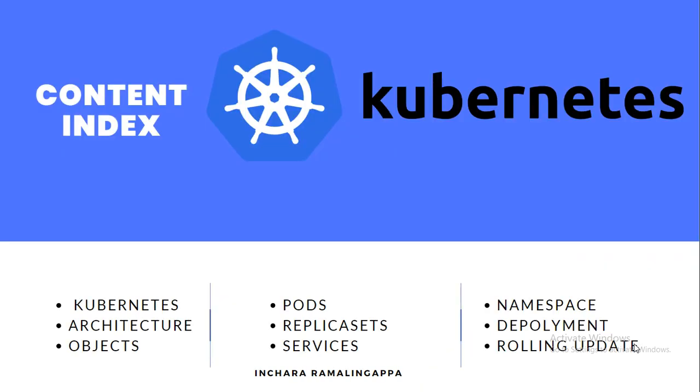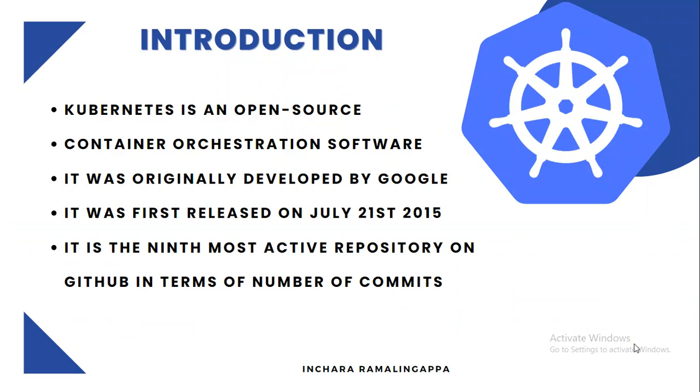Today's agenda. Today we have contents like what is Kubernetes, the difference between Docker Swarm and Kubernetes, the architecture of Kubernetes, and some of the objects of Kubernetes, that are pods, replica sets, services, namespaces, deployments, and rolling updates.